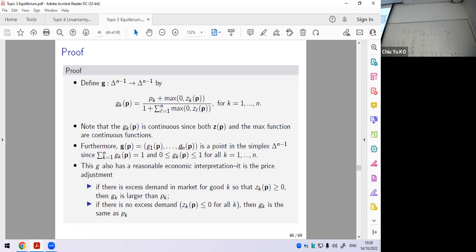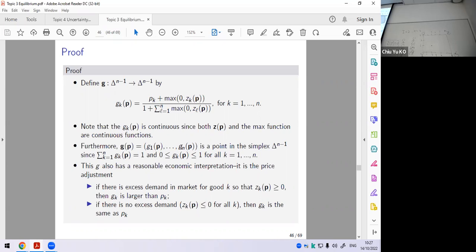But this actually has good intuition. What we're doing here is trying to construct a function, which we call a price adjustment function. If we start with a price that is an equilibrium, then we're done. But if not, then we try to find a way to adjust. So this is the adjustment function. Suppose you give me the price; the g function takes the price and adjusts it. The adjustment is like this fraction: 1 plus the sum of this, over this, and the numerator is this term.